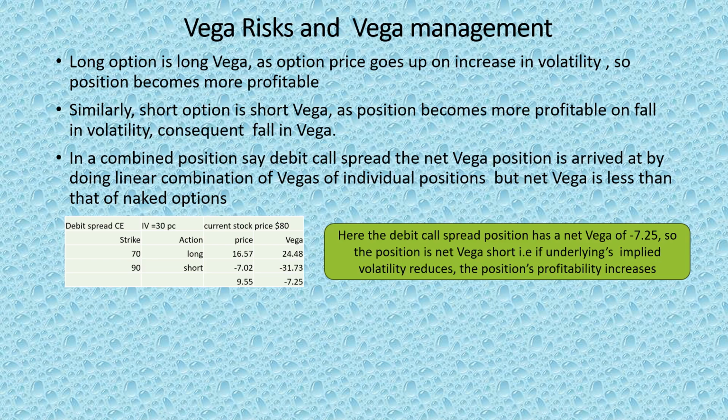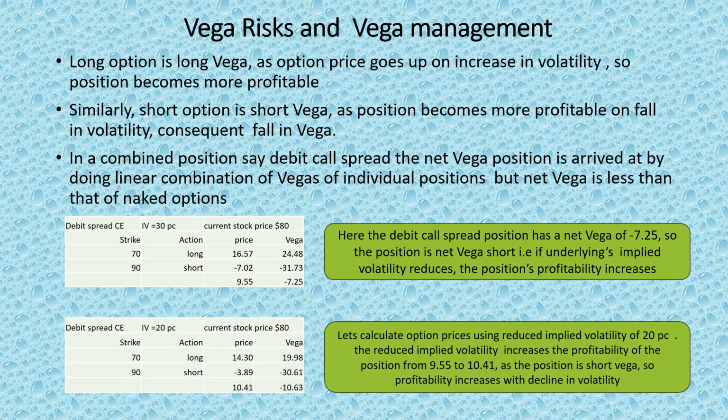Here the debit call spread position has a Vega of minus 7.25. So the position is net Vega short. That is, if underlying implied volatility reduces, the position's profitability increases. This table has been calculated at an implied volatility of 30%.